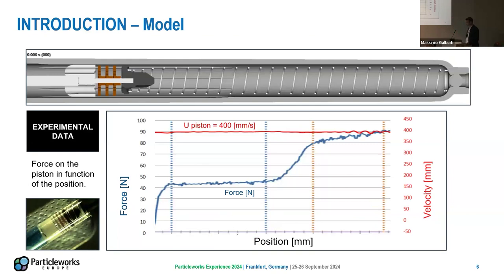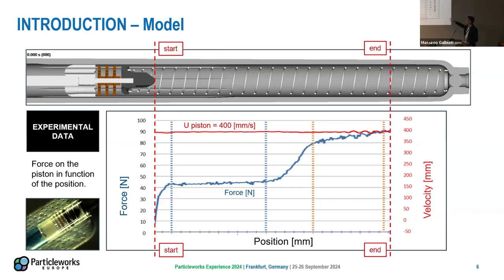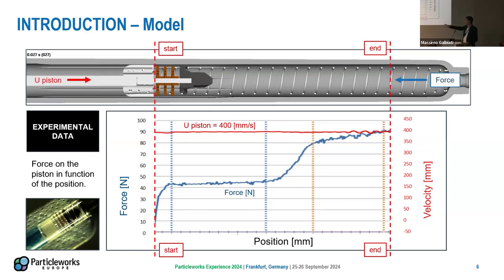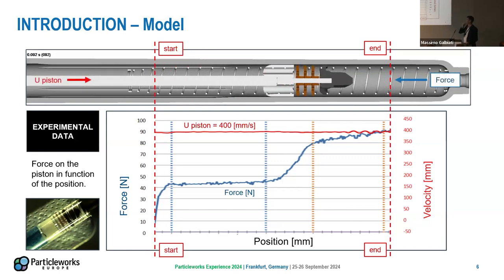Okay, so this system was tested in laboratory, so we have experimental data that you can see here in the plot. Essentially, we have a starting position, an end position, and the piston is moving at a constant speed of 400 milliliters per second. And based on the position, you can see here in the x-axis, we have a higher force, which is, of course, directly in the opposite direction of the piston movement.